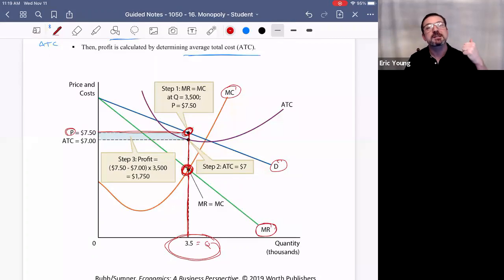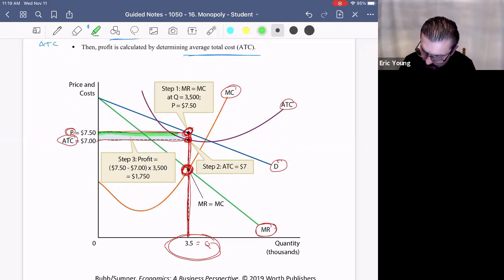Quantity done, price done. Final step, you go to where this Q line, the quantity line, hits the ATC curve. You go left, and there's your ATC. And now you're set. You can solve this in a couple of ways. You could determine that this big box here is total revenue, and that this box here is total cost, and therefore this leftover box is profit. That's one way to solve it.